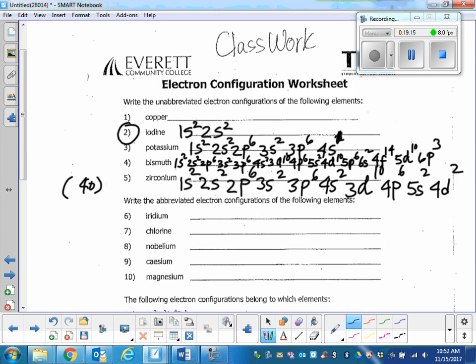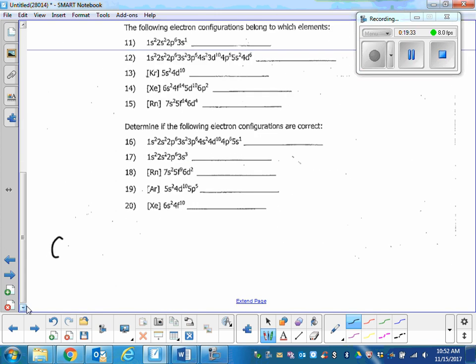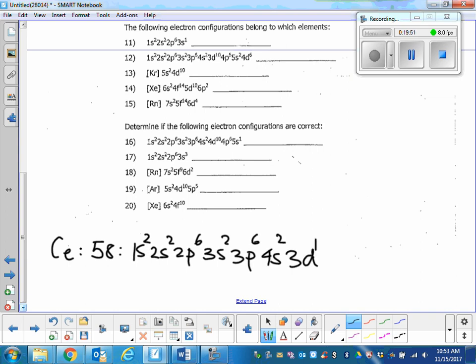So let's make this cerium. Well, this is abbreviated configuration. Let's just do cerium, all right? In the bottom of the page, let's just do cerium. Cerium has 58 electrons. Is that correct? So how will I write the electron configuration? 1s2, 2s2, 2p6, 3s2, 3p6, 4s2, 3d10, 4p6, 5s2, 4d10, 5p6.